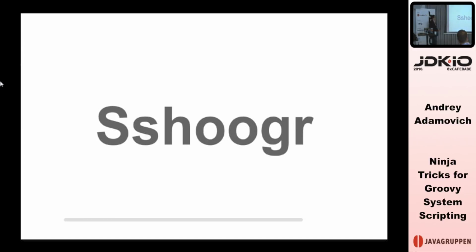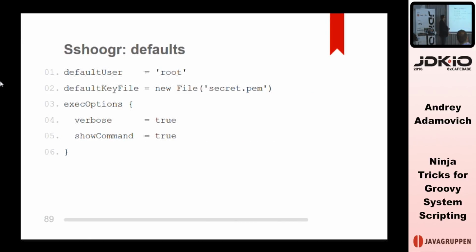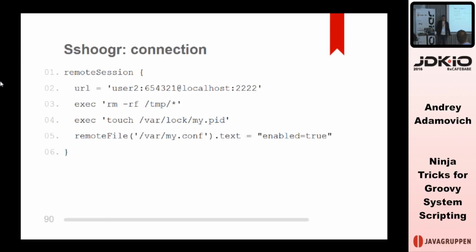Another goodie that I can recommend using is called Sshoogr, and that's basically an SSH wrapper for Groovy, which allows you to create concise remote connectivity scripts. And again, you can just grab it like that. Then you can set up default connectivity options like default user, default key file you use to connect to the SSH server, and different execution options.